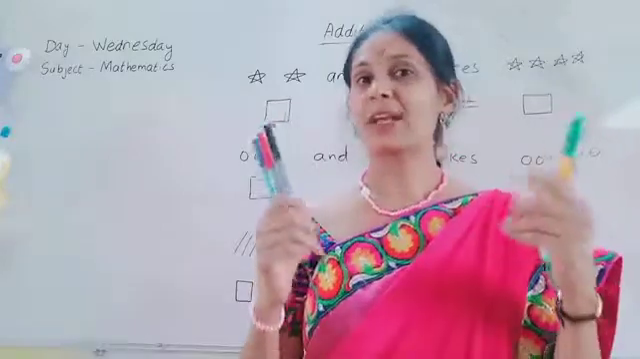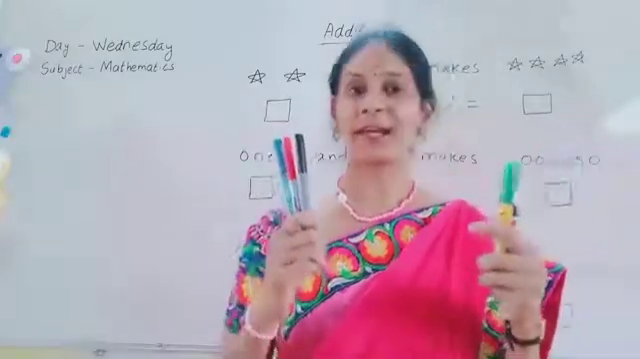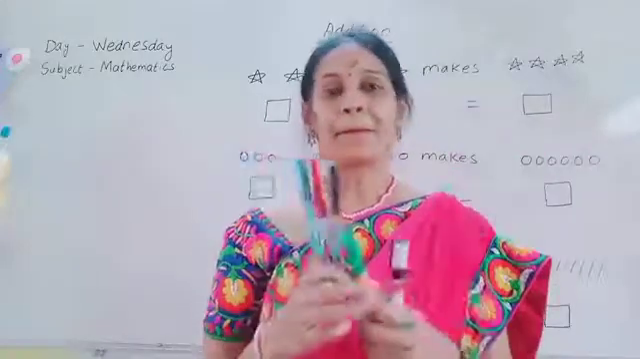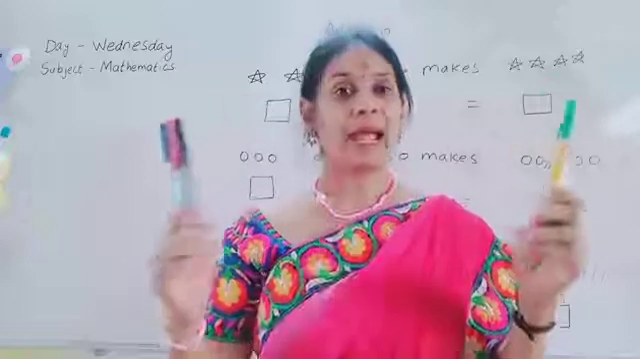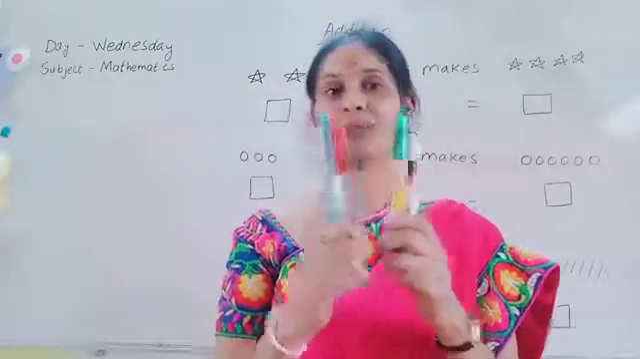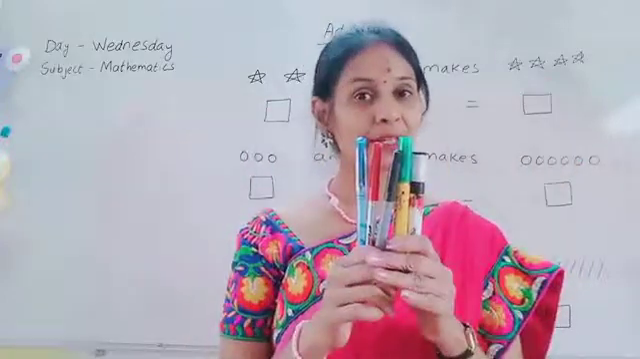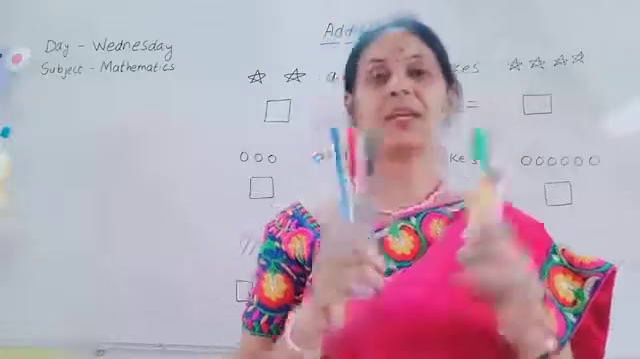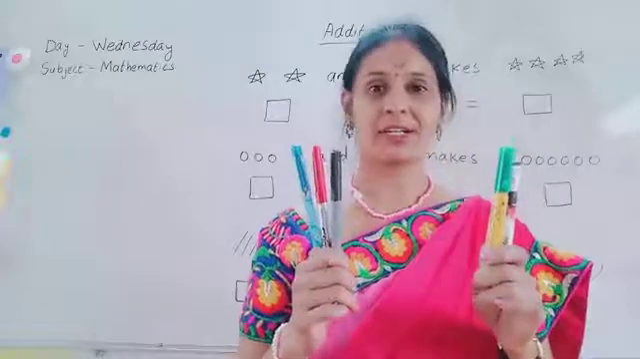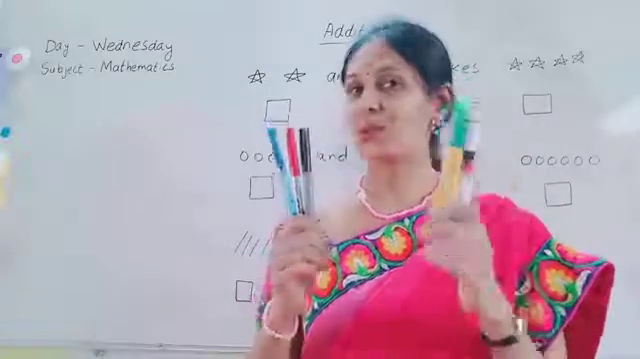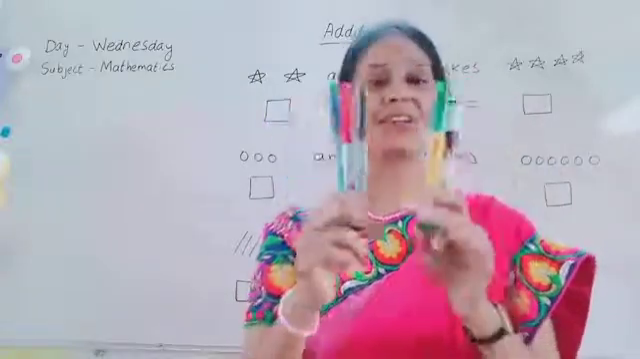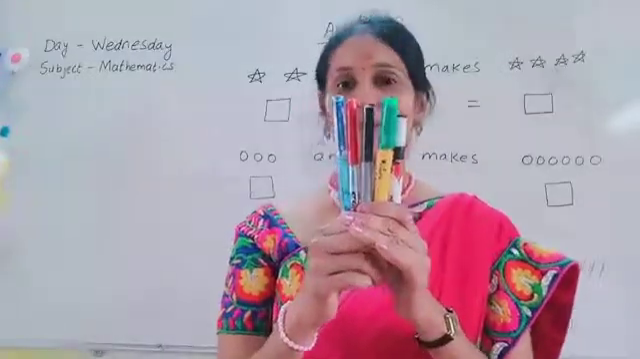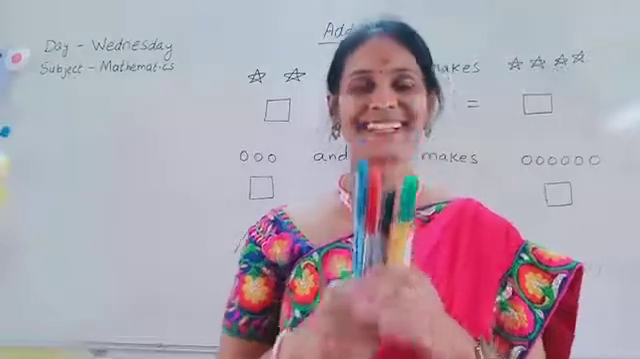So this is called addition. I think you have understood. Yes. We have to add both of the numbers, both of the objects together. Okay, now this is called addition. Yes, 3 and 2 makes 5. We put all the objects together. Yes, okay dear kids.